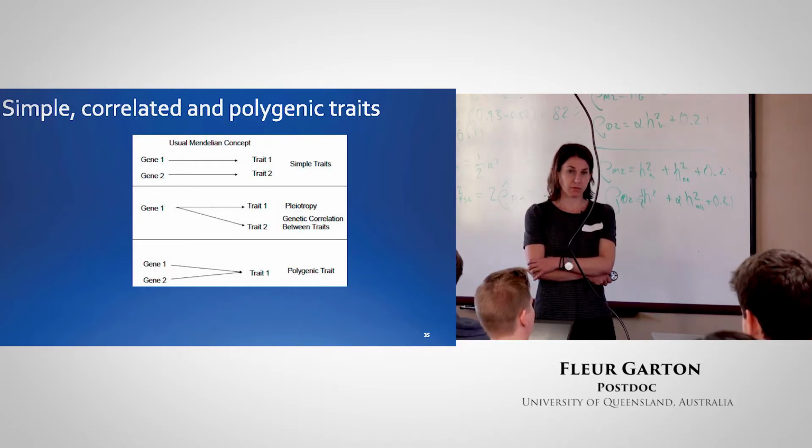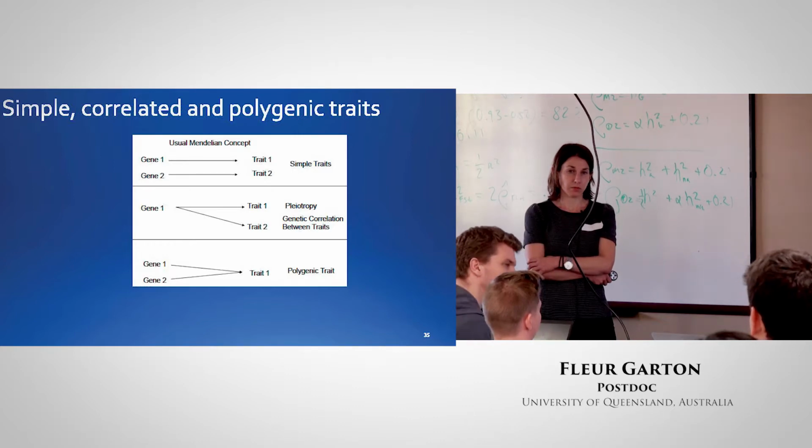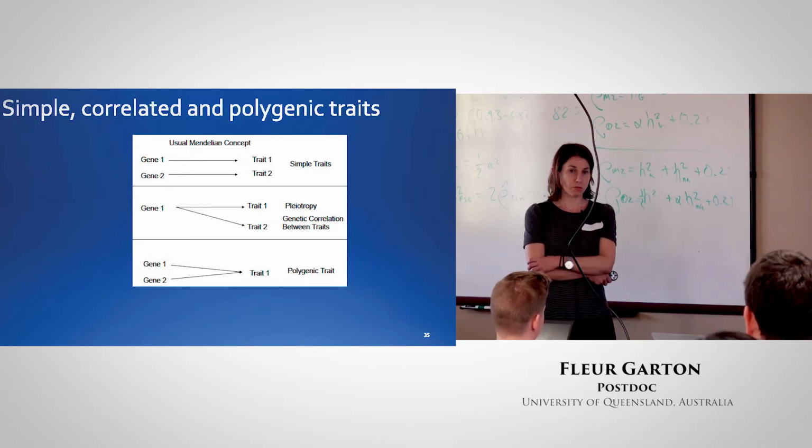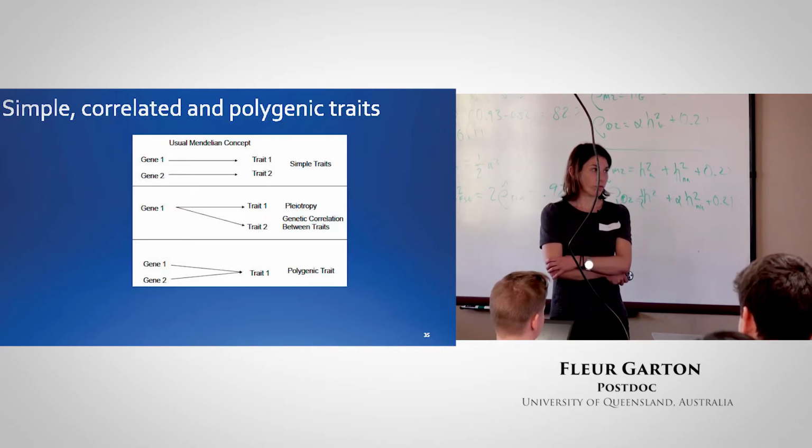Oftentimes when you have one gene, you have another gene, and those genes might have independent effects. And they're kind of unrelated. So is the difference with pleiotropy just that pleiotropy is saying that the causes are somehow entangled?